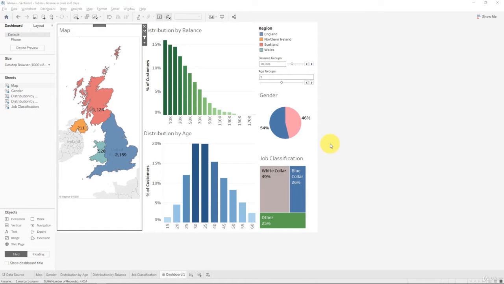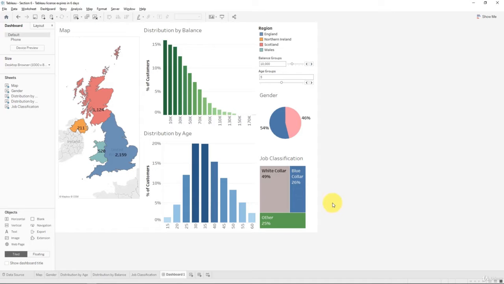In the previous sections of this course, we created the dashboard. It's all ready to go. It's fired up. Let's have a look at it and analyze what's happening in the different regions of the UK for this bank.